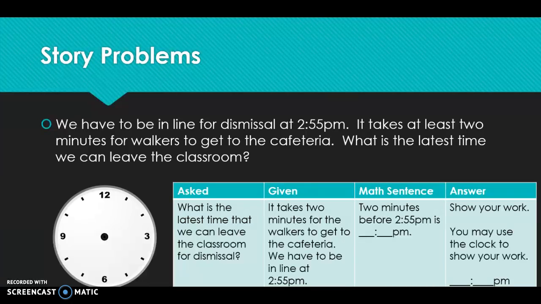Okay, so let's show our work. You can show it on a clock, written down, or you can do a subtraction problem and subtract 2 minutes from 2:55 p.m. And what would your answer be? Pause it and give yourself some time to think about this, and then I will tell you the answer. The answer would be 2:53 p.m.